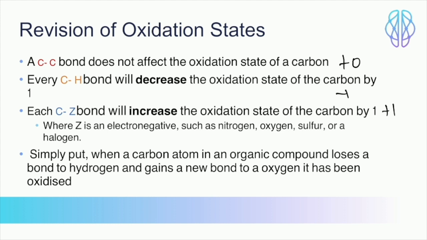And I'll give you a quick example. I'll just draw one down the bottom. So here I have methane gas, and I'll give you a brief moment to calculate the oxidation state. That would be -4.